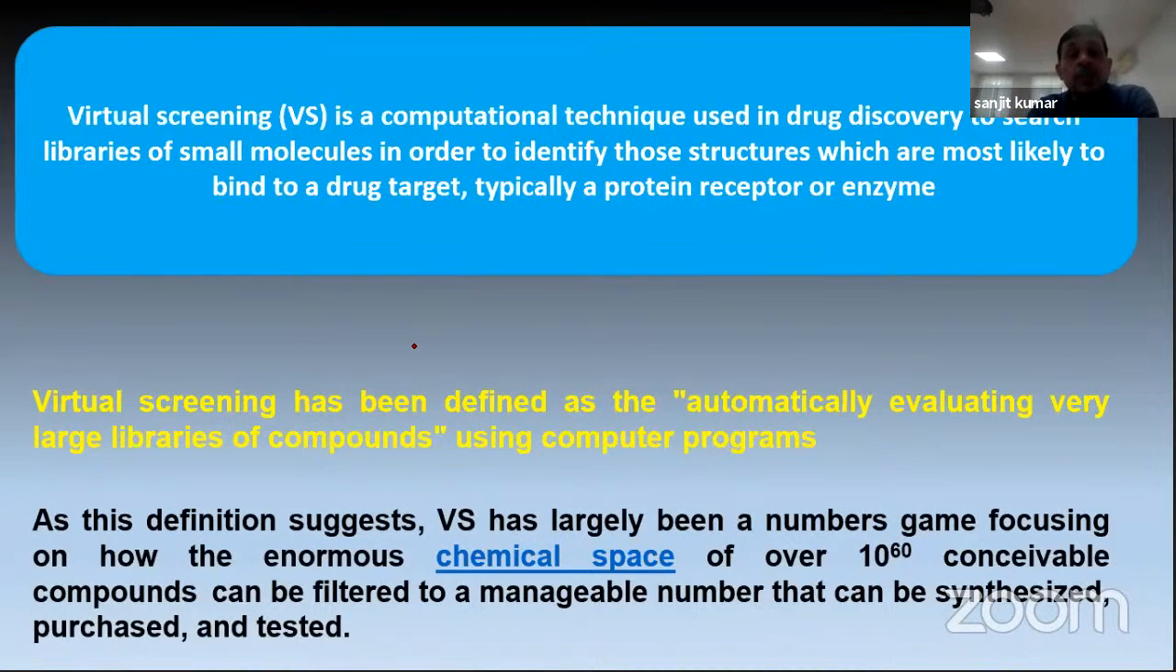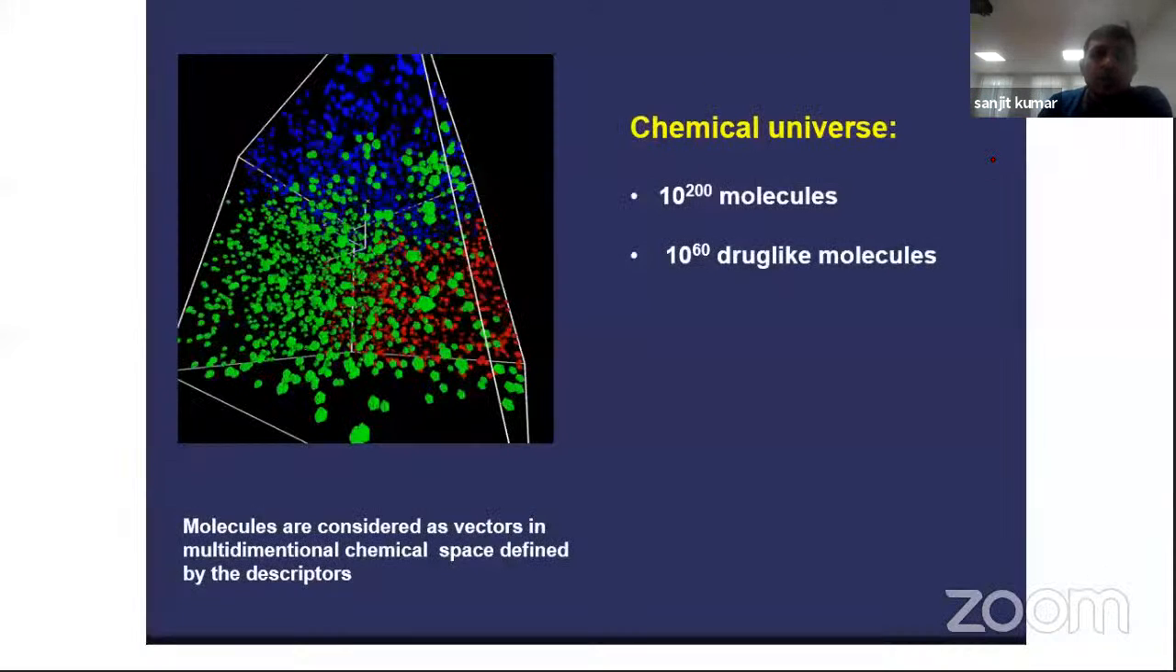Second, I will discuss virtual screening, which also makes many things easy. Virtual screening is a computational technique used in drug discovery to search libraries of small molecules in order to identify those structures most likely to bind to the drug target, typically a protein receptor or enzyme. In this case, we have different libraries and we are screening against the drug target. So I am going to explain.